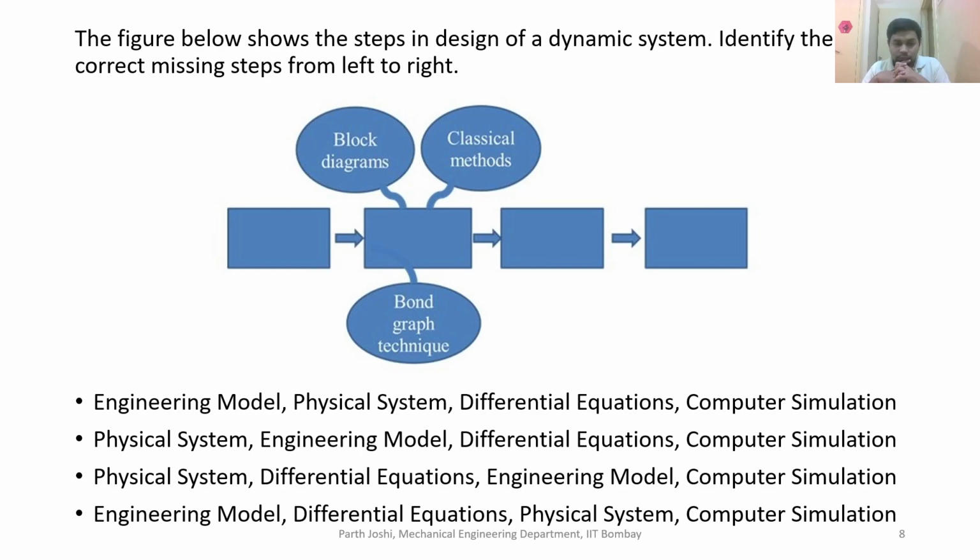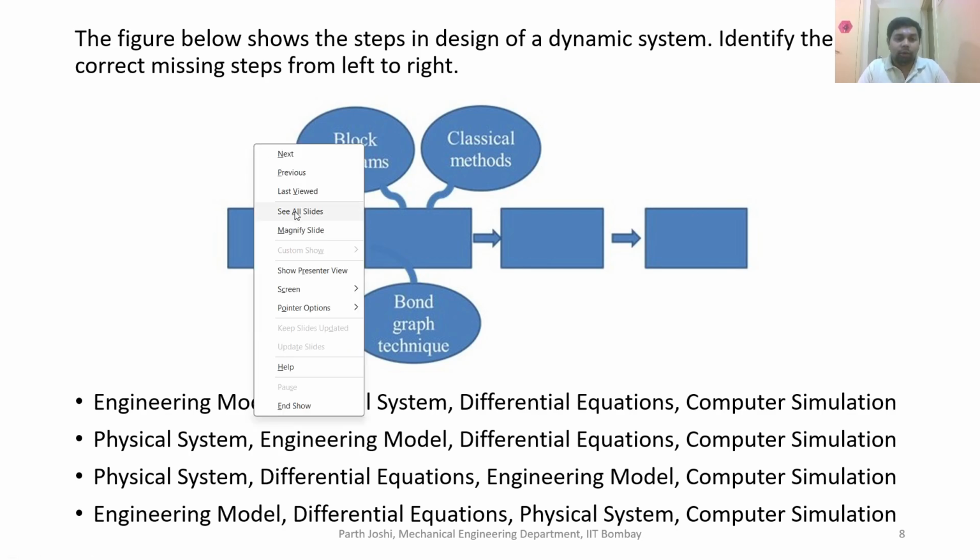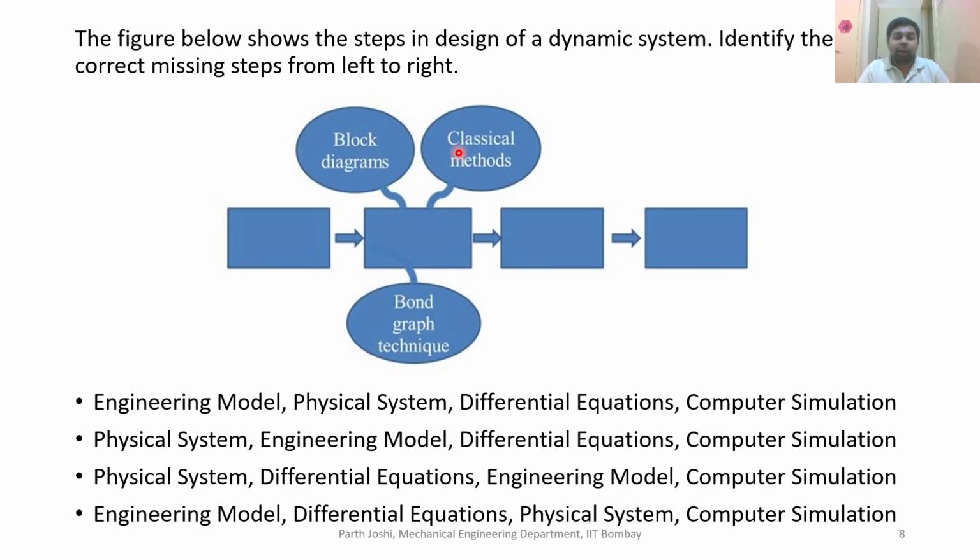The second option is correct for this answer according to me. Yes, you are right. So we will start with a physical system, and then we develop an engineering model of that system. And the things mentioned above, like block diagrams or classical methods or bond graphs, are different techniques or representations of that model.